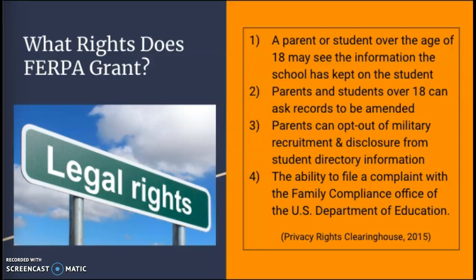So what rights does FERPA grant parents and students? What it does is for parents or students over the age of 18, they're allowed to see the information that the school keeps on them in their student files. Parents and students over 18 can ask for the records to be amended if they find fault with something. They can opt out of military recruitment and disclosures from student directory information. And if they do not like something that's in a file, they have an ability to file a complaint with the Family Compliance Office of the U.S. Department of Education.